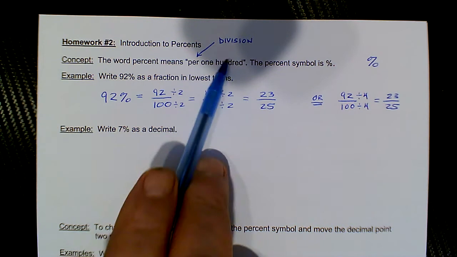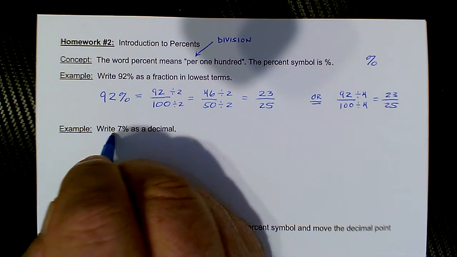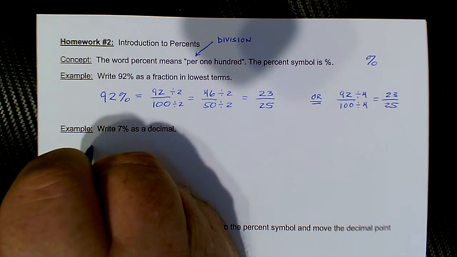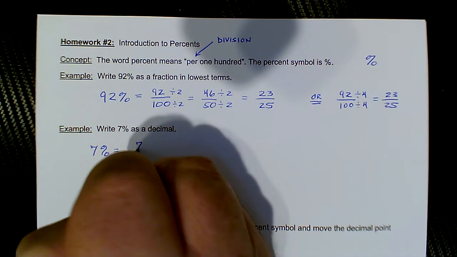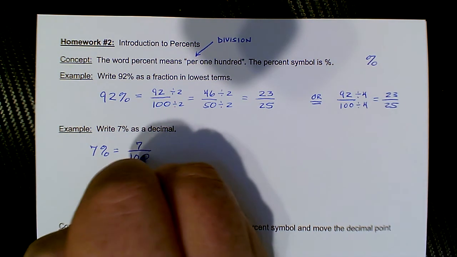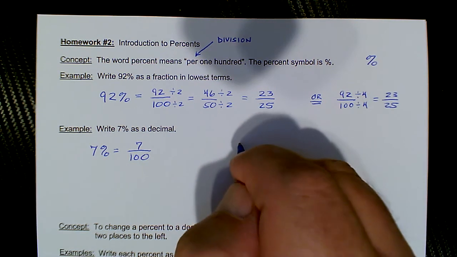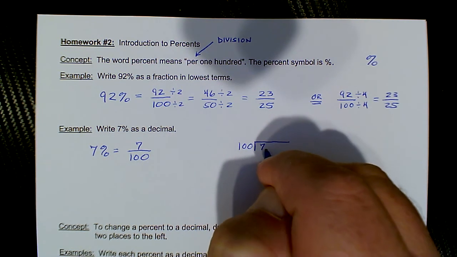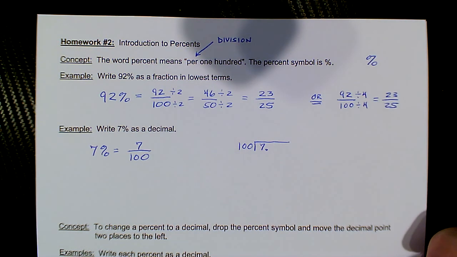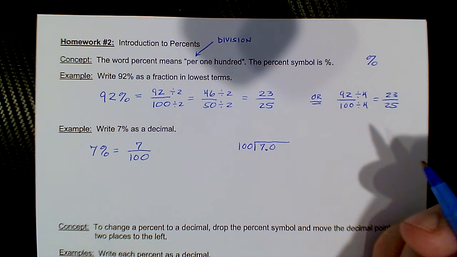Okay, so again, still working off this basic definition. Percent means per 100 or divide by 100. We now want to write 7% as a decimal. So 7% I could first express as 7, dropping the percent symbol, over 100. And then to change it to a decimal, we'd have to do division. So I know nobody's going to go through the process of long division, but 100 goes into 7? No, it doesn't. So we add a 0 and a decimal point.